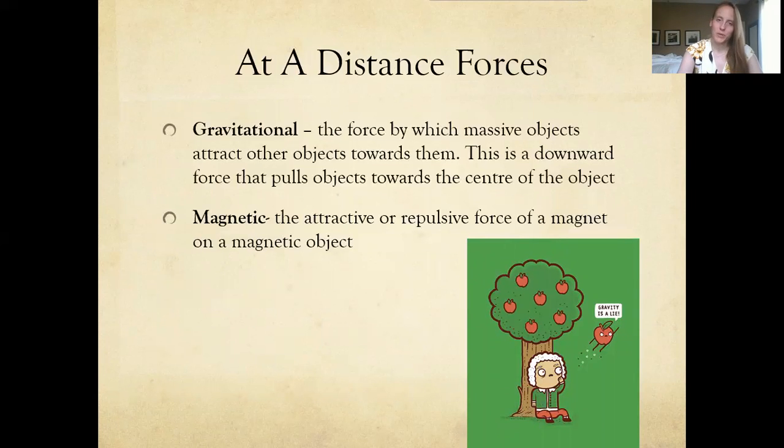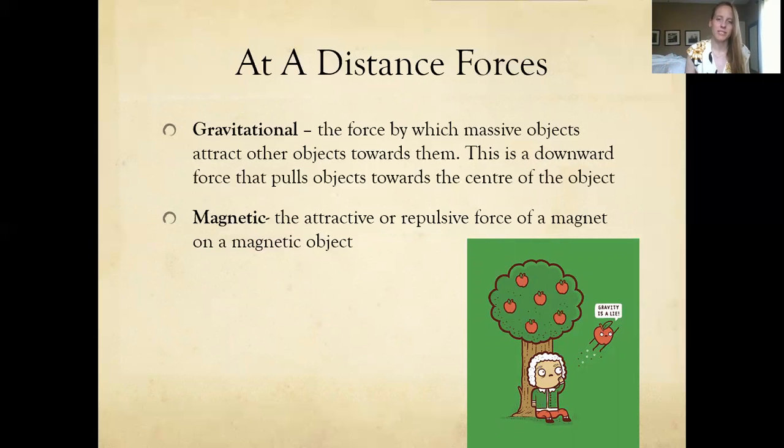And then we only have two at a distance forces, gravitational and magnetic. Gravitational is the force by which massive objects attract other objects towards them. So a massive object, like a planet, attracting other objects to it. So the reason we don't all float off the Earth is because the massive object of the Earth is pulling us all down towards it. And that is what causes weight of all objects that are measured in newtons.